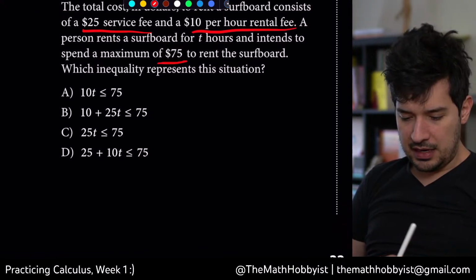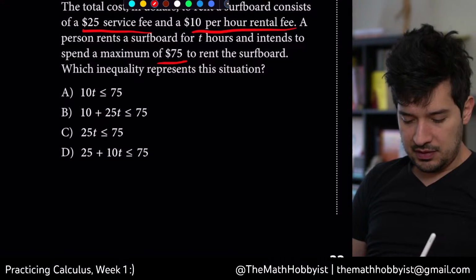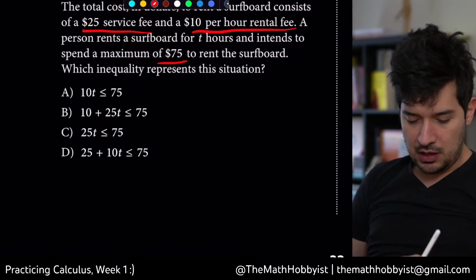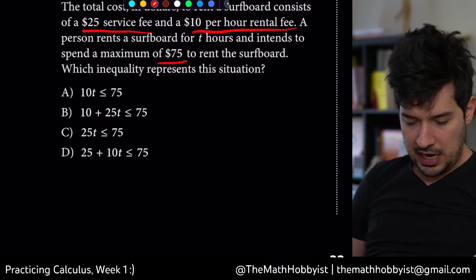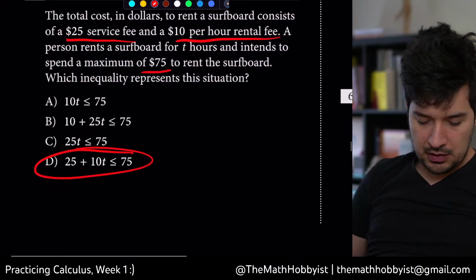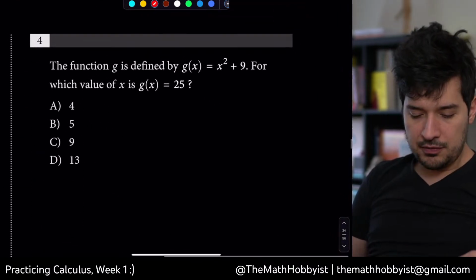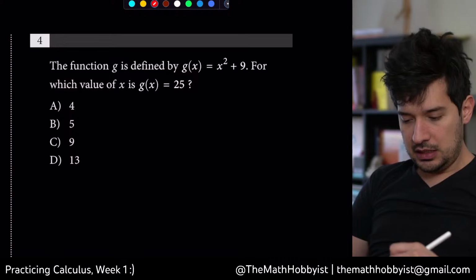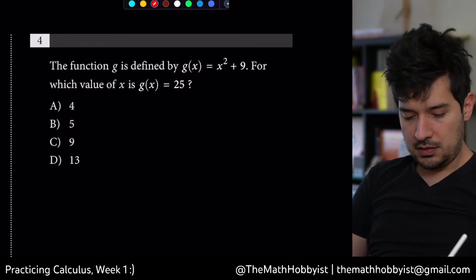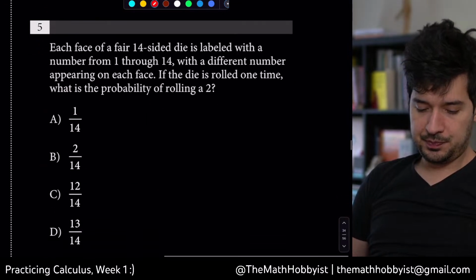Intends to spend a maximum of 75. So the cost is going to be less than or equal to 75, which all of them are. And then we have this one right here, D. So the constant and then the variable price. Function G is that: 16 plus 9 is 25.